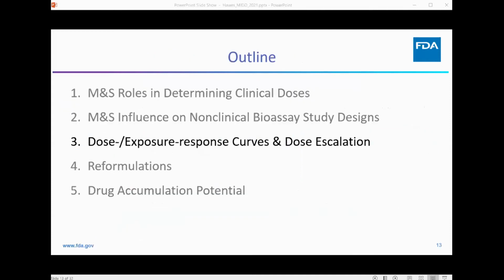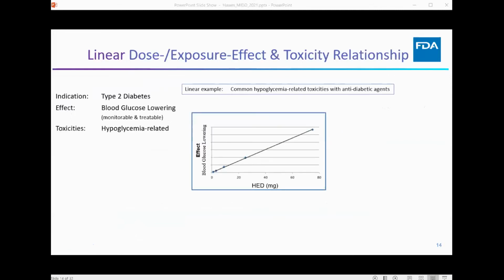Apologies for the dog. I will now share a few examples of how dose exposure response curves can inform dosing regimen considerations in early phase clinical trials.